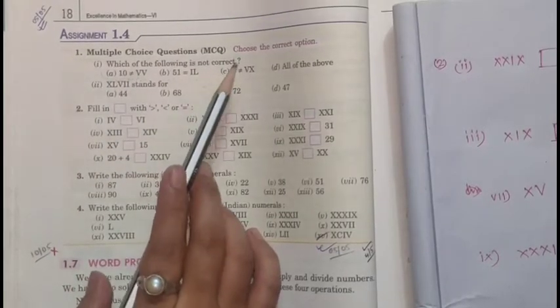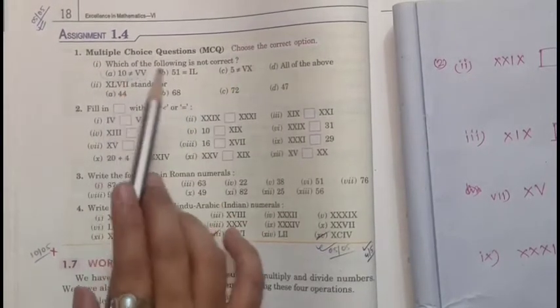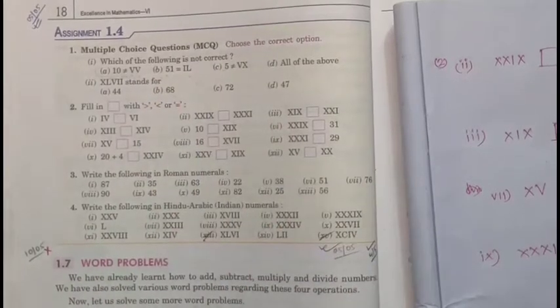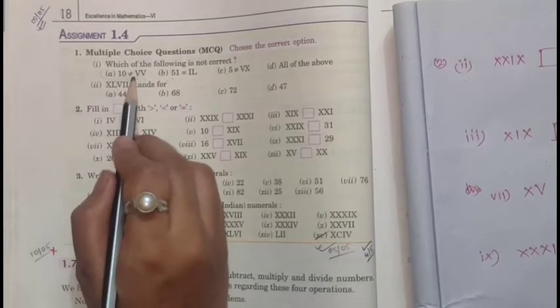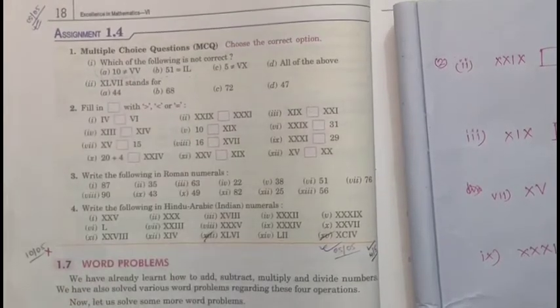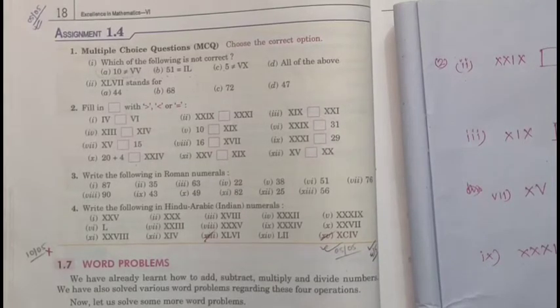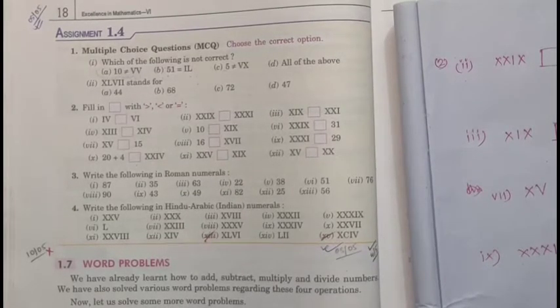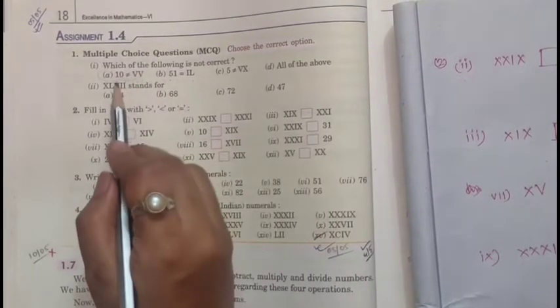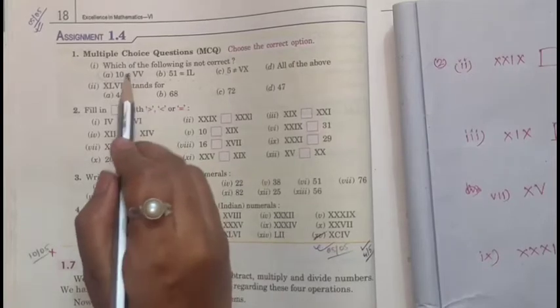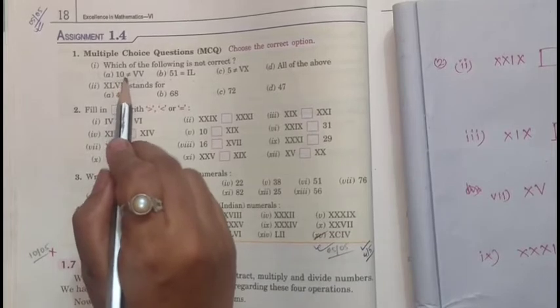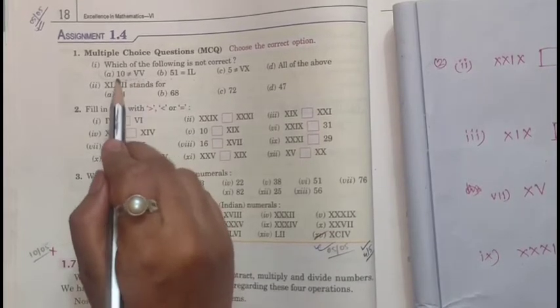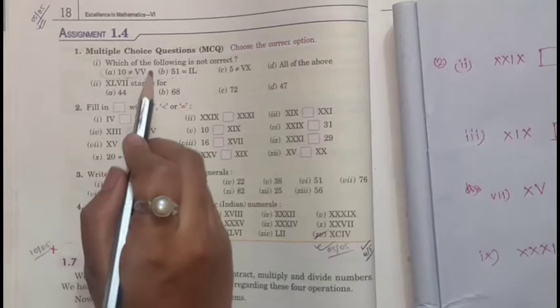Which of the following is not correct? In this question you need to tick the option that is not correct. First option is 10 not equal to VV. You have learned in your previous class about the Roman numerals and you have also learned that the Roman numeral of 10 is X. But here it is written that 10 not equal to VV. 10 equal to X. So this is correct, because it is written here 10 not equal to VV, because 10 equal to X.